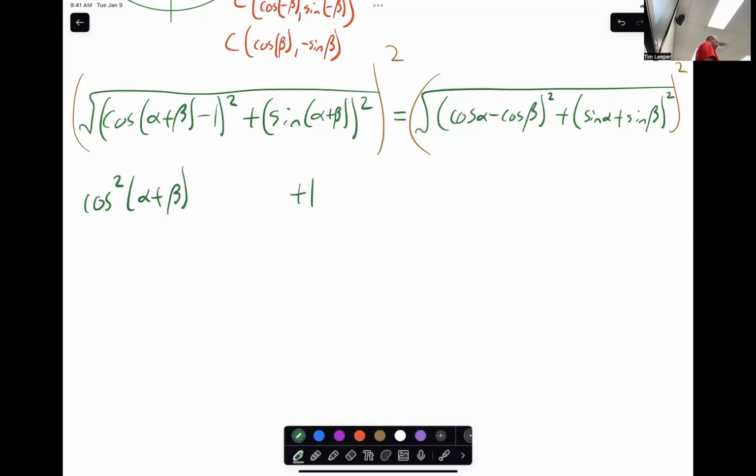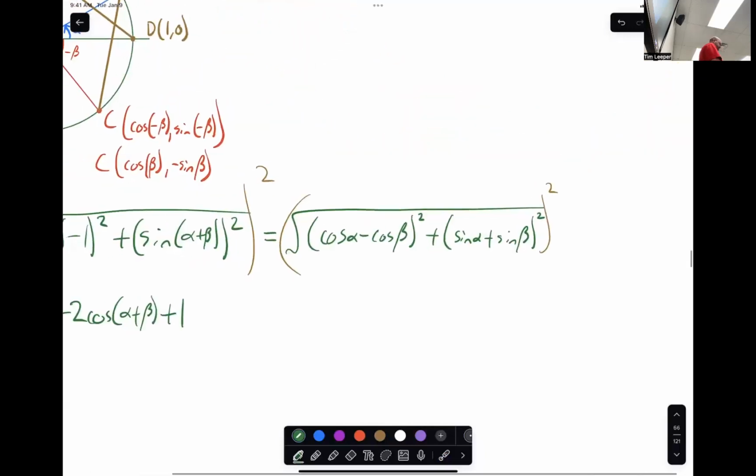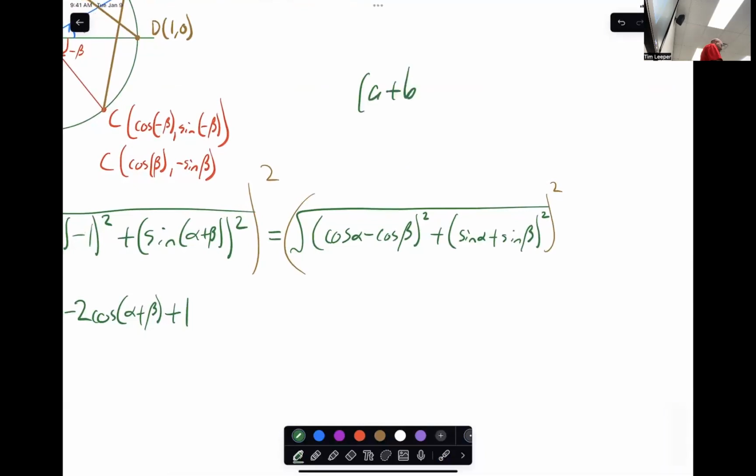Well, what about that middle term? Notice we need to multiply these two things together. What is cosine of alpha plus beta times negative 1? Negative cosine of alpha plus beta. Now double the coefficient, that makes that negative 2 cosine of alpha plus beta. Why do we double the coefficient? Because of the binomial theorem. A plus b squared is a squared plus 2ab plus b squared.